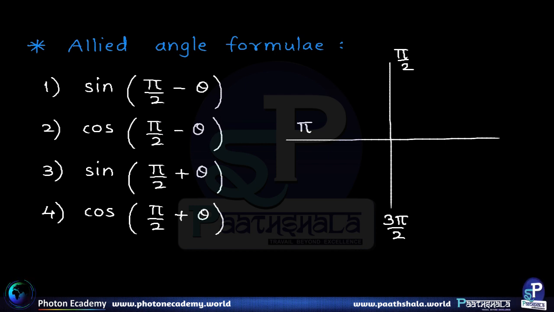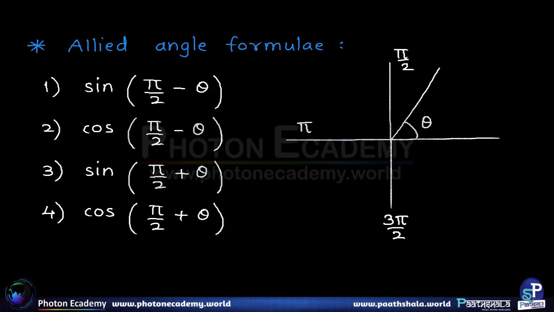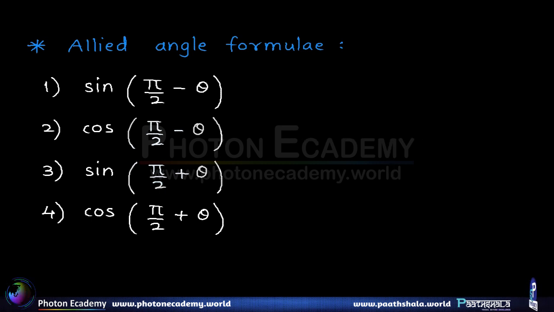allied angle. So that means the angle which makes some rotation apart from the standard positions of 0, pi by 2, pi and 3 pi by 2. So how to find the trigonometric ratios of these angles? So there are two simple techniques to get the answer.